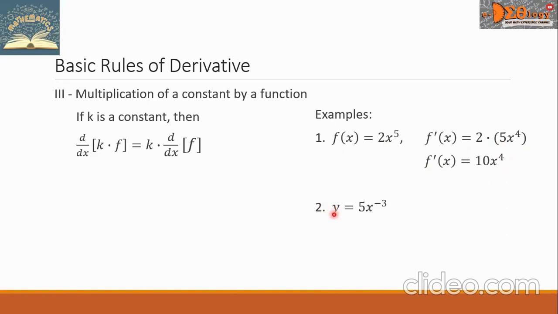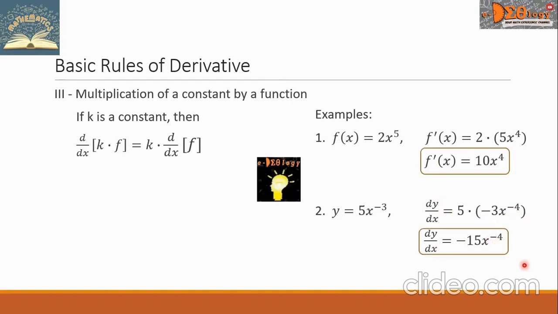Example 2, y equals 5x raised to negative 3. This is equal to dy over dx equals 5 times negative 3 times x raised to negative 4. We multiply 5 times negative 3, and our final answer is negative 15x raised to negative 4. These are the answers for the given examples.